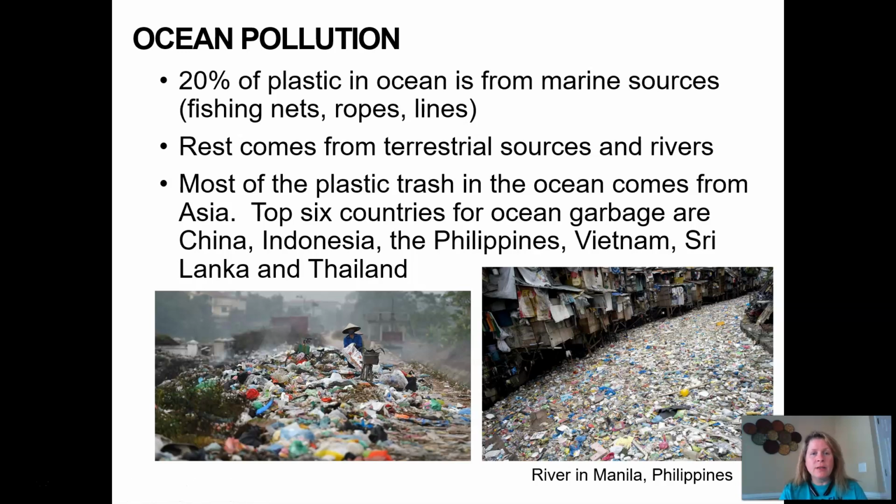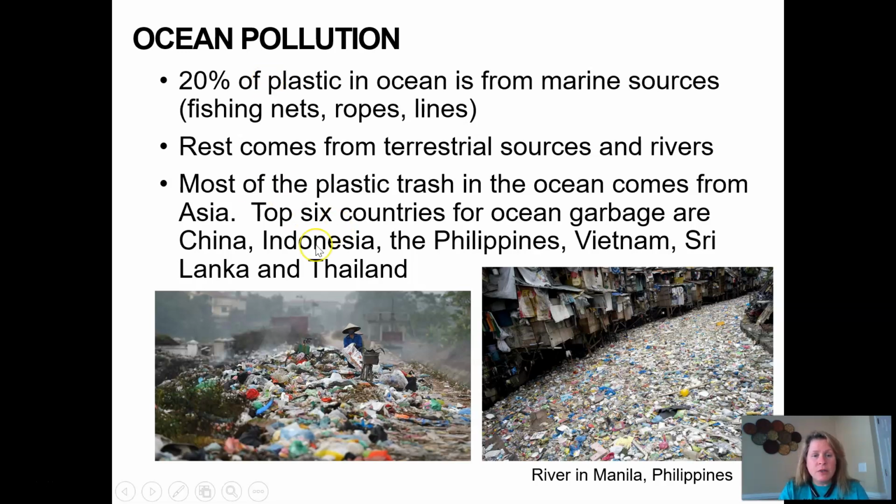As far as ocean pollution, 20% of it comes from marine sources. So fishermen, nets, ropes, lines, they're losing some of that in the ocean. That's what 20% of the plastic is. And the rest of it comes from terrestrial sources. If you throw something out in the street, it washes out through the sewer into the nearest body of water, which then rides out and dumps out into the ocean, that's one way that we get terrestrial sources.